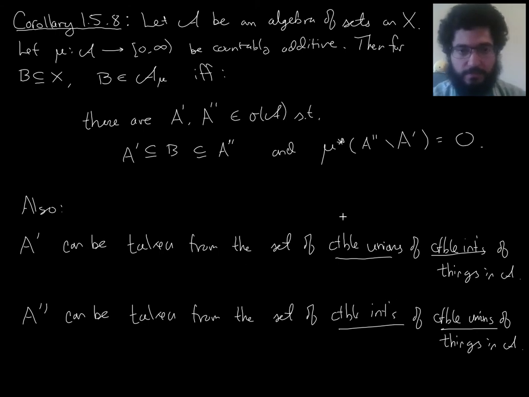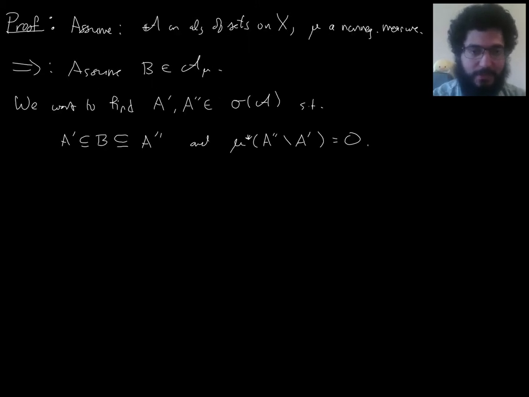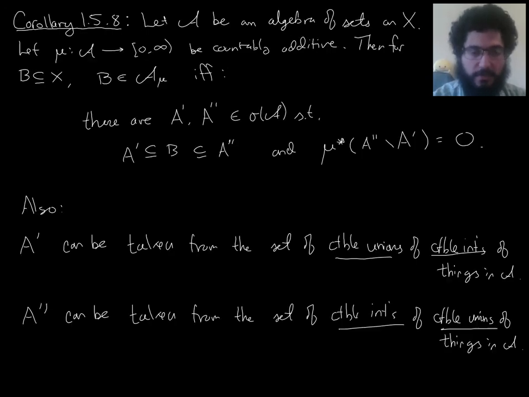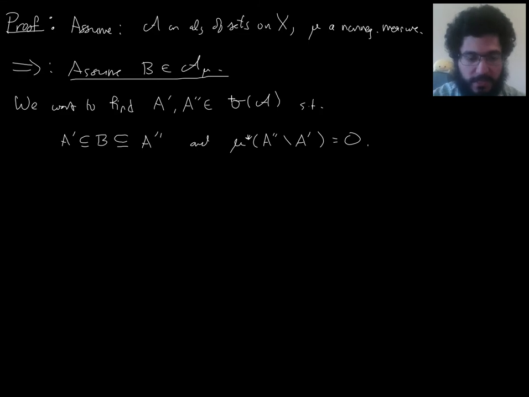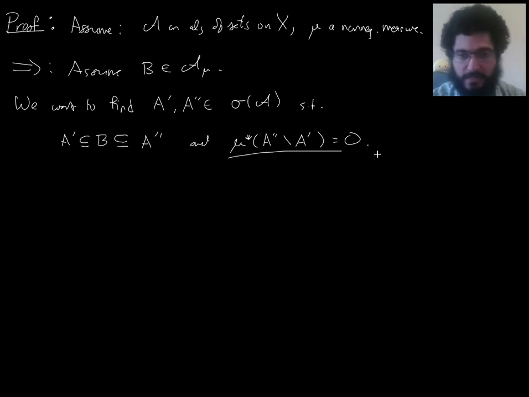All right, so let's get started proving this. I've already got it set up here. We're assuming I have an algebra of sets and mu a non-negative measure, just a countably additive function. And this is an if and only if, so it's a criterion for mu measurability, right? There'll be two directions. Assume B is mu measurable, and then I want to prove that this is possible. Then I want to find A prime and A prime prime in the sigma algebra so that B is sandwiched between them, and the outer measure of this complement is 0.